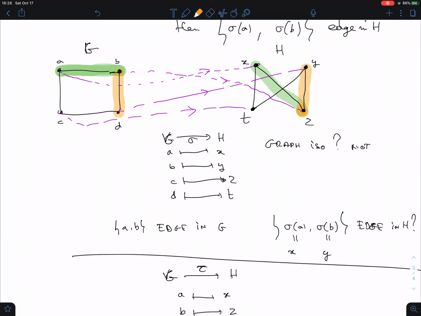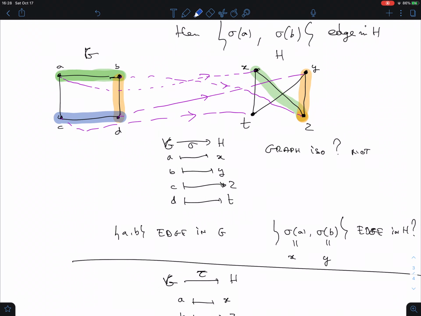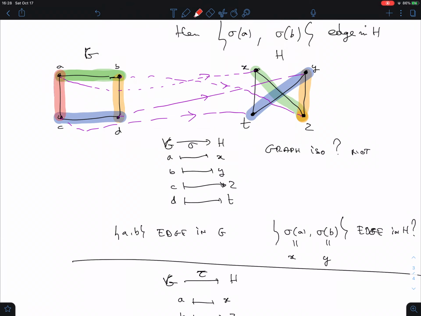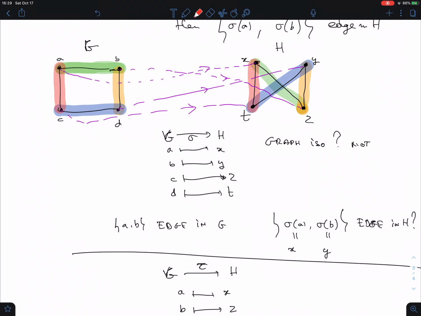And you can keep going very quickly. C and D: C goes to T and D goes to Y. So T and Y, that's the blue edge. And then finally, let's do red, from A to C. A goes to X and C goes to T, so that would be this edge. So that's how you can think of it. We not only rename the vertices, but accordingly the edges are moved as well. And that is when we have a graph isomorphism.